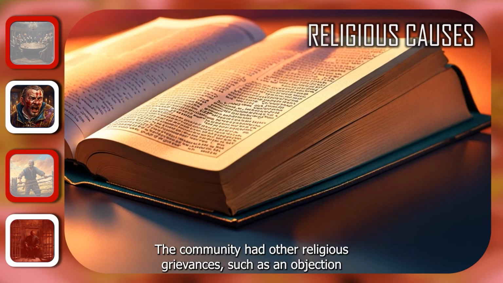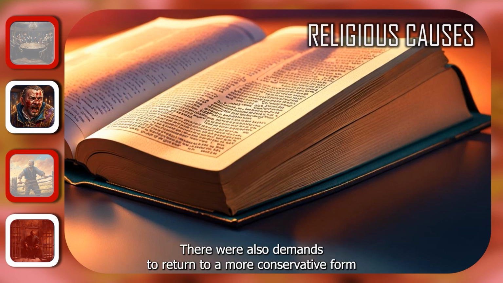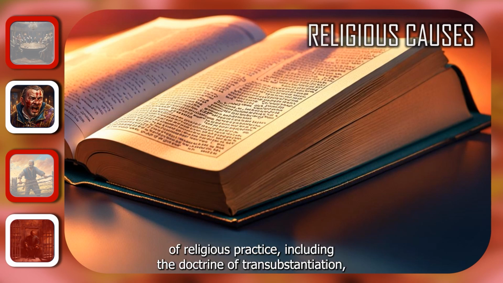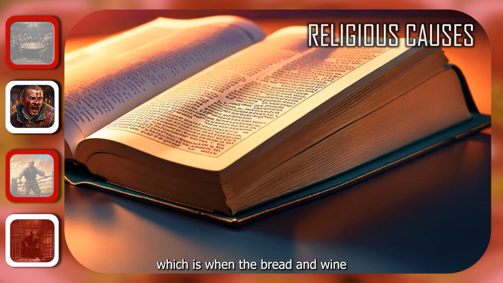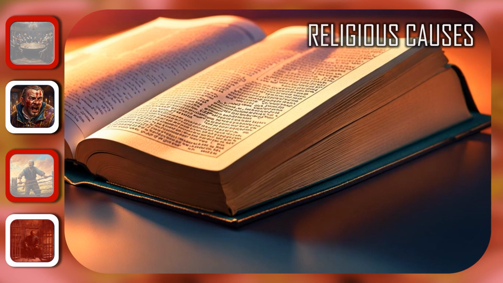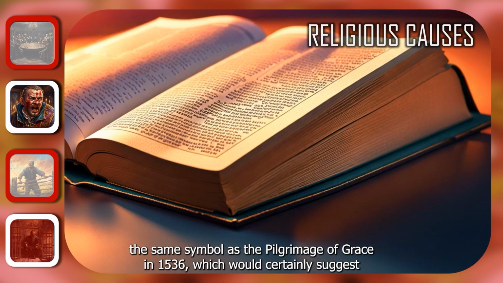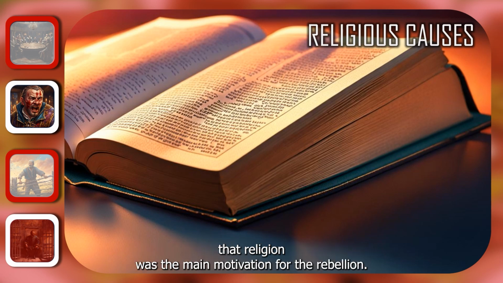The community had other religious grievances, such as an objection to the closure of chantries, which acted like mini monasteries in towns. There were also demands to return to a more conservative form of religious practice, including the doctrine of transubstantiation, which is when the bread and wine are spiritually transformed into the body and blood of Christ. The rebels marched under the banner of the 5 wounds of Christ, the same symbol as the Pilgrims of Grace in 1536, which would certainly suggest that religion was the main motivation for the rebellion.